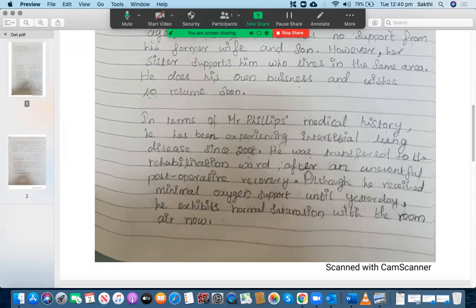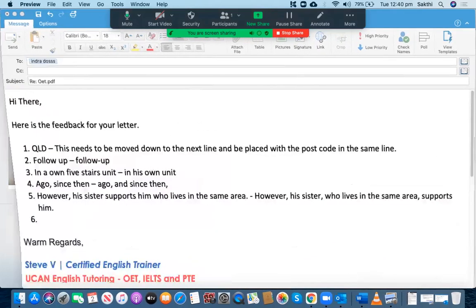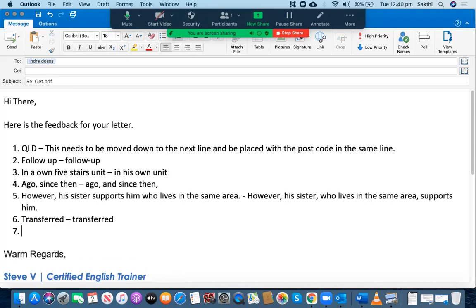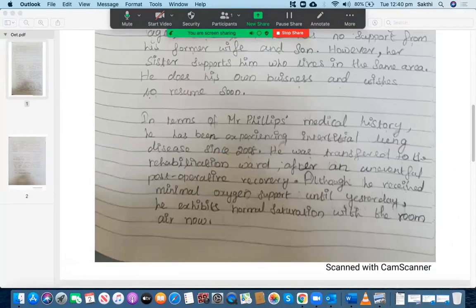In terms of Mr. Phillip's medical history, he has been experiencing interstitial lung disease since 2008. He was transferred to the rehabilitation ward after an uneventful post-operative recovery. Okay, so when you say transferred, it's not one R, it is two R. You have to use double R. Look at this, the way it changes.